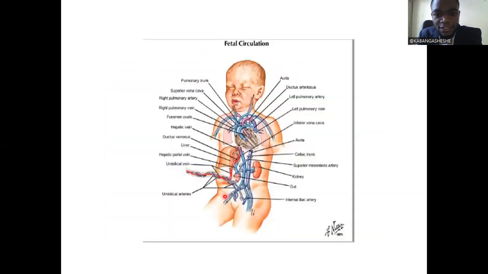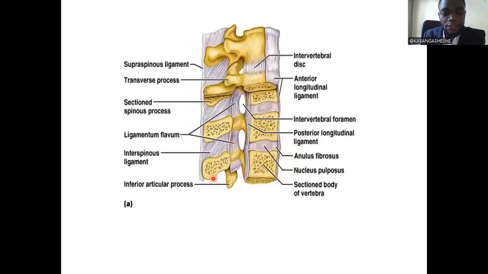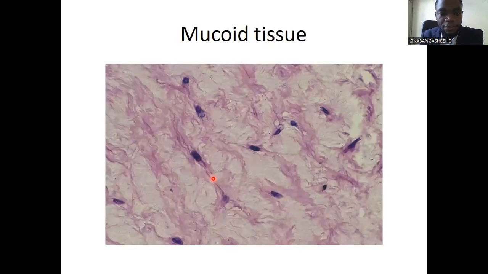Where else? In the umbilical cord. The fluid that is protecting and giving nourishment to these 3 blood vessels, 2 veins and 1 artery, is Wharton's jelly. And that is mucoid connective tissue. I hope that is clear. So that's how mucoid connective tissue appears.